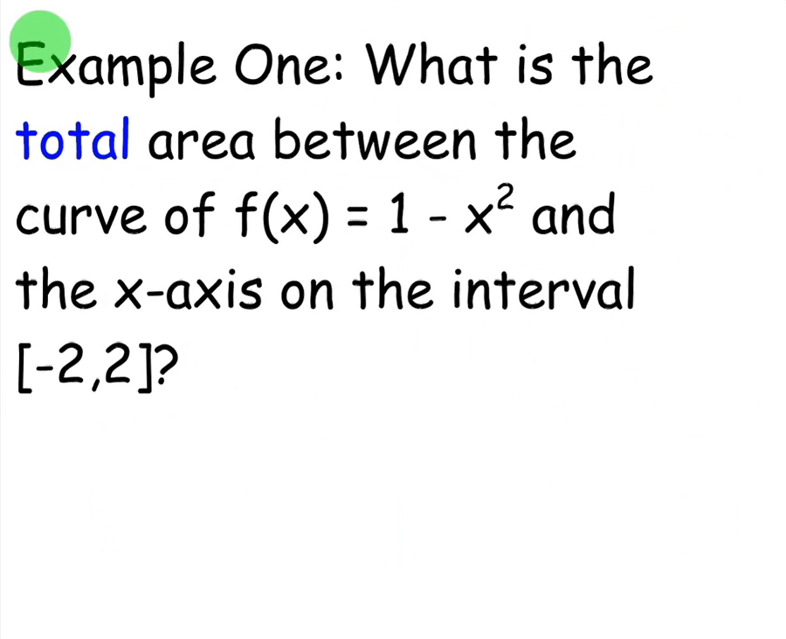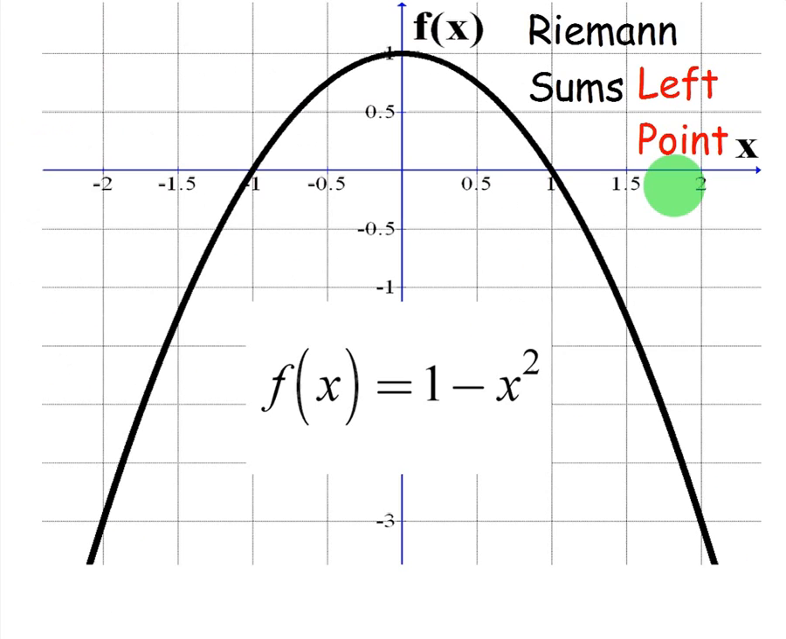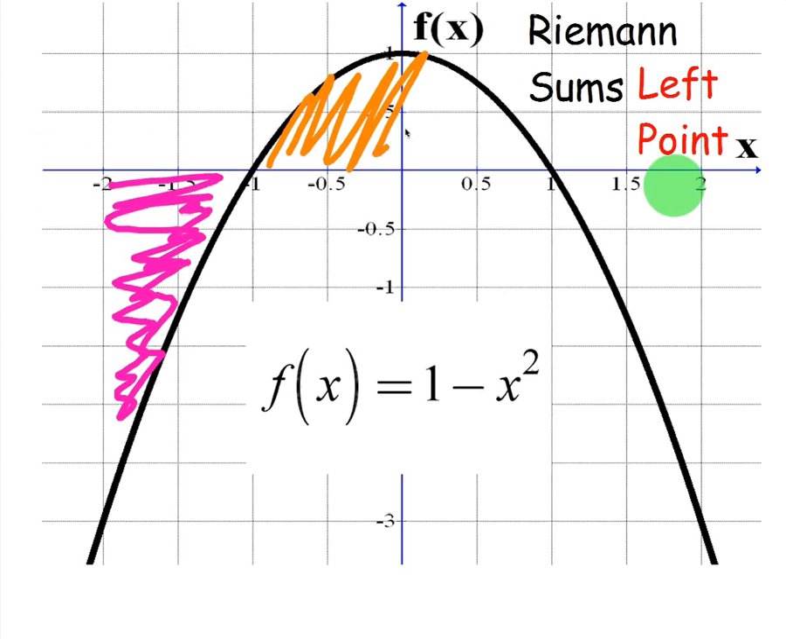So formally, here's the question we're asking. What is the total area between the curve of f of x equals 1 minus x squared and the x-axis on the interval -2 to 2? So if I just wanted to shade that in real quick, which I'm going to do right now, it would look something like this. Okay, so here's the area between the graph and the x-axis there, but then it kind of shifts, and now we have this area to deal with between the curve and the x-axis.